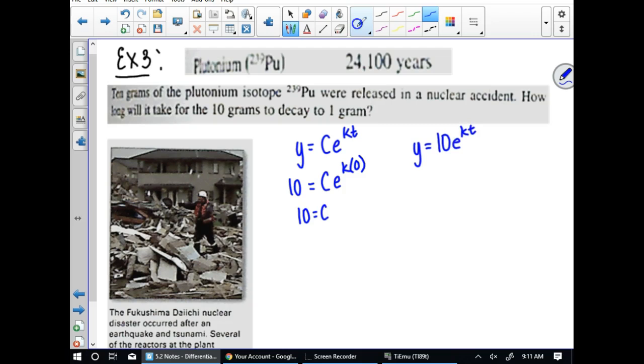But unlike the other problems, this did not give us a second time, like we know at 5 years that there's this much left. So what could we do? Because we really need the k to get us an equation, right? So what could we do to find that k? Very good. There's 5 grams after 24,100 years, right? So we could plug in 5 for our y, because that's half of what we started with. And for our t, we could plug in 24,100 years. All right, and now we can solve for that k.